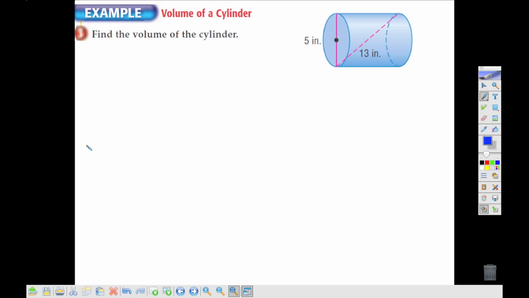In the next problem I have a cylinder, so I want to find the volume of the cylinder. Again, think of it as base times height. We think first about our base being the circle. The circle would be pi r squared, and we're dealing with a radius of, well, this is 5, that would be the diameter, so we need half of that, 2.5. So pi times 2.5 squared.